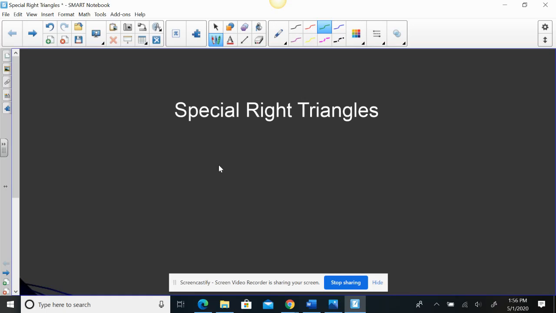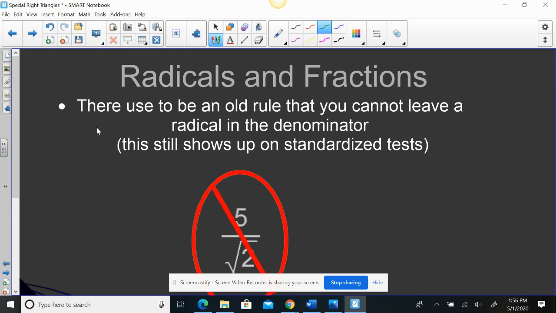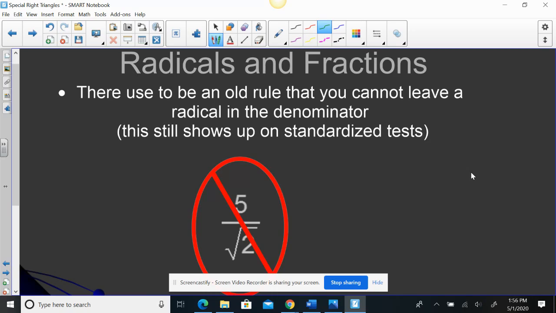Hi guys, so today we are starting our trigonometry unit, which is exciting for some of you because there's no factoring in this unit. So we're going to start by reviewing some of the Math 2 concepts. So today we're going to talk about special right triangles, and before we get too far into it, I just want to show you some basic math rules that you may or may not remember from previous math.